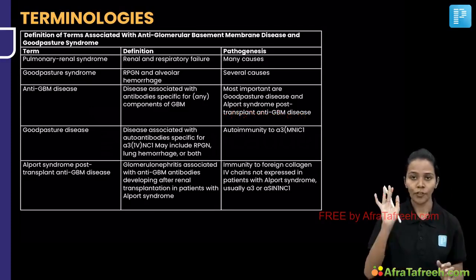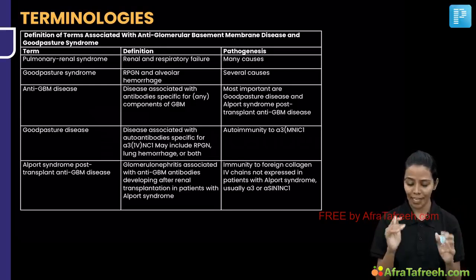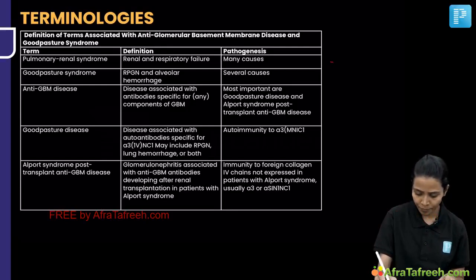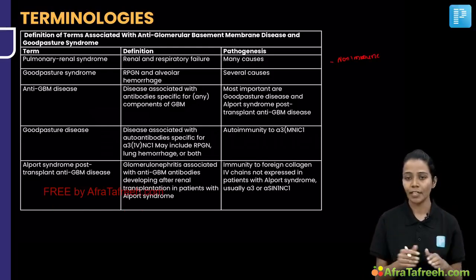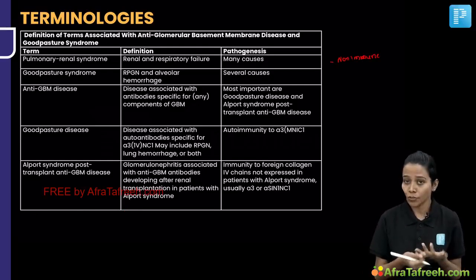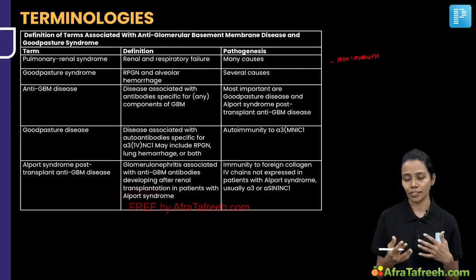Okay. So first is pulmonary renal syndrome. See, pulmonary renal syndrome is any non-immune cause of lung and kidney involvement. It might be because of some infection. It can be because of pulmonary edema, because of cardiogenic causes. So in all these causes, both lung and kidney will be involved, like cardiorenal syndrome.